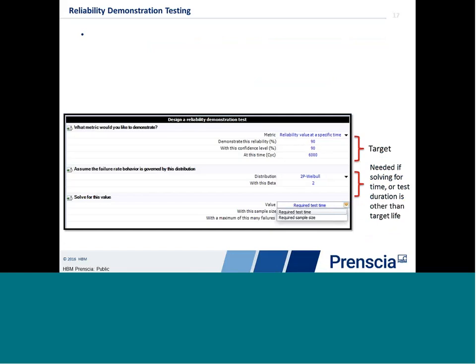Here's what the interface actually looks like. And rather than talking about what it looks like, we'll actually just go look at it live. That's going to be easier. A couple points before we go there, though.